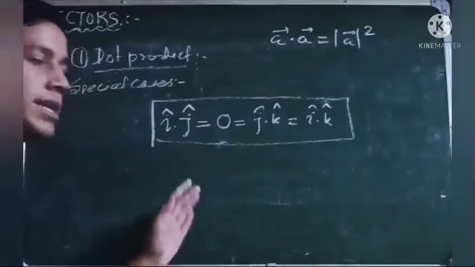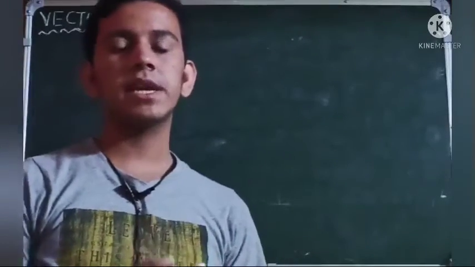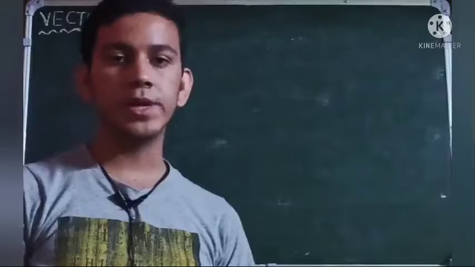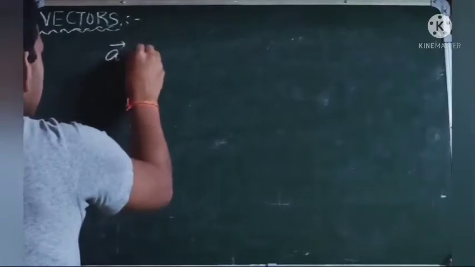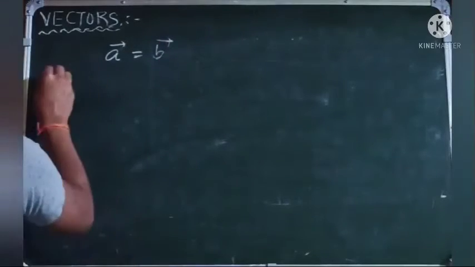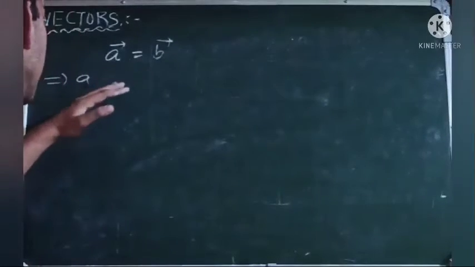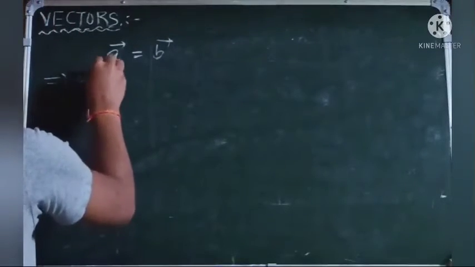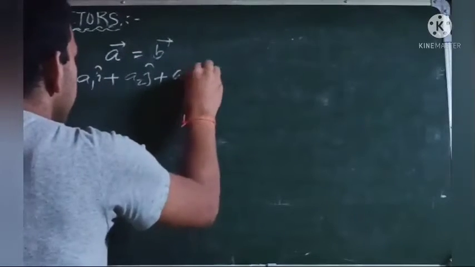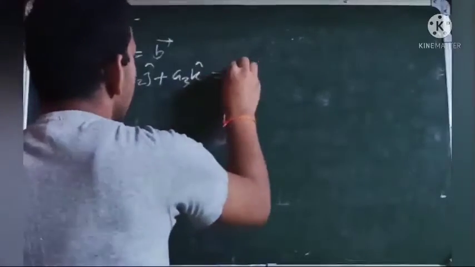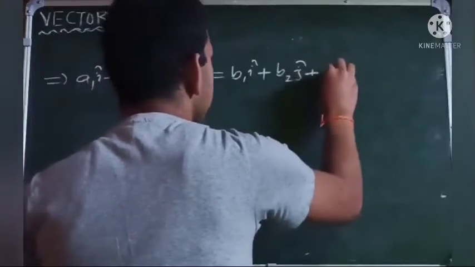Any combination will result in the same, that is 0. Next, suppose in the i cap, j cap and k cap format we are given two vectors to be equal. Suppose a vector is equal to b vector, and we know that a vector is equal to a1 i cap plus a2 j cap plus a3 k cap, and it is equal to b1 i cap plus b2 j cap plus b3 k cap.